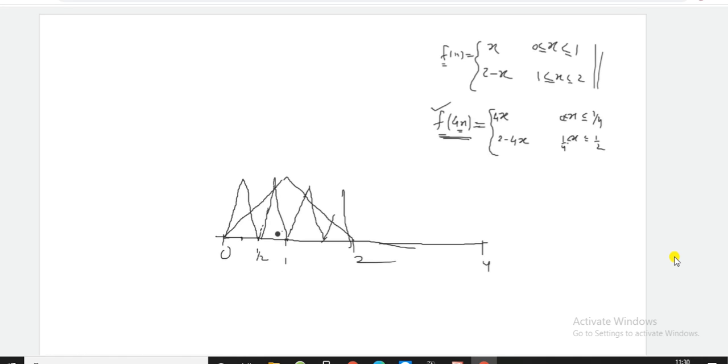Is it okay? Now what you have to do, you have to multiply this thing by 3/4. So it means you have to just, yeah.